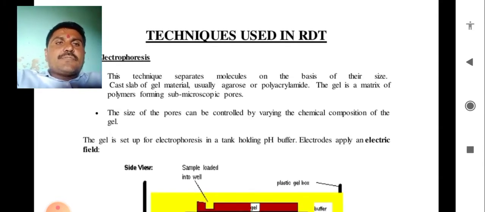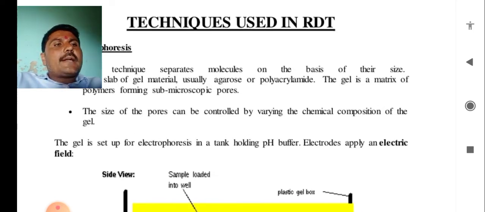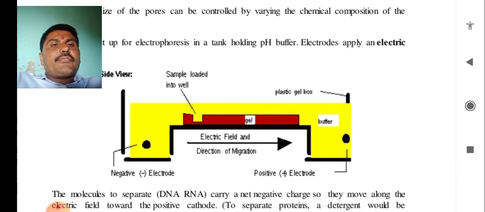The next one: the size of the pores can be controlled by varying the chemical composition of the gel. So this is how one can control the size of the pores, by varying the chemical compositions, using different types of chemicals in this technique. The gel is set up for electrophoresis. This is the electrophoresis in a tank holding pH buffer. Electrodes apply an electric field.